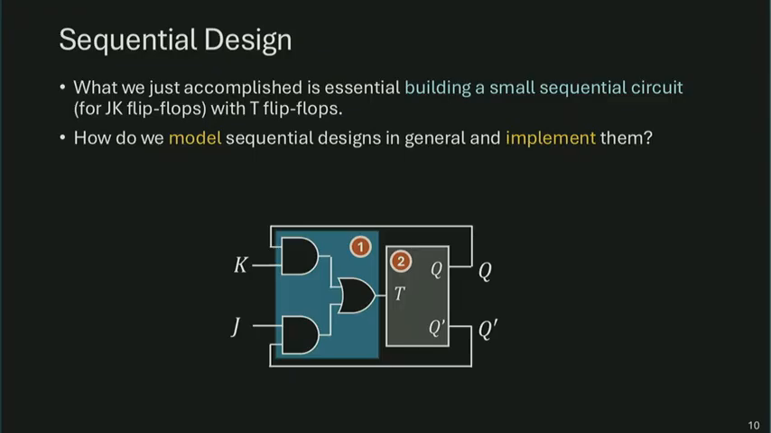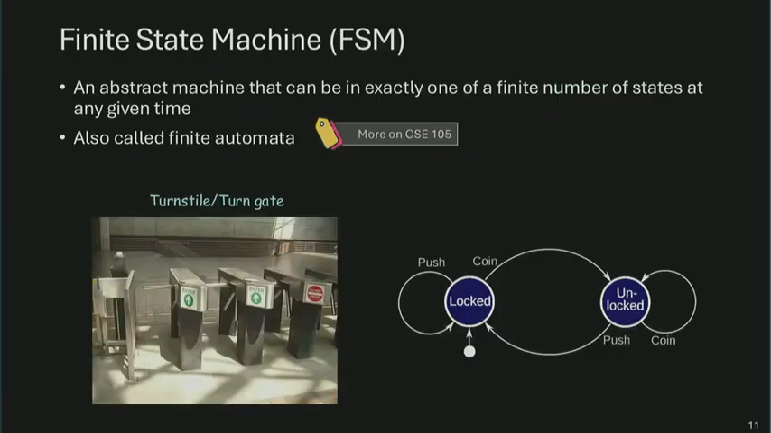So the question that remains on the table is how do we model sequential designs in general and implement them? Right? How do you convert some kind of a behavioral description into a formal model and subsequently, without any ambiguity, implement it? And to do that, what we need is a finite state machine. This is a very common modeling tool for sequential behaviors.